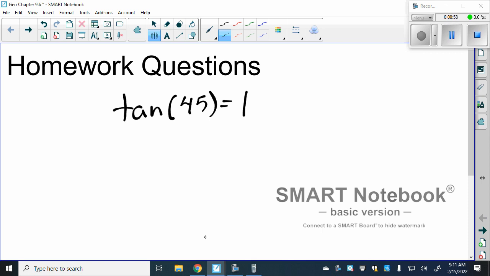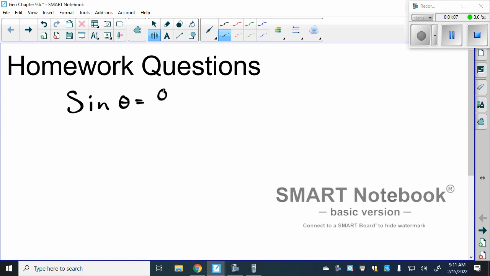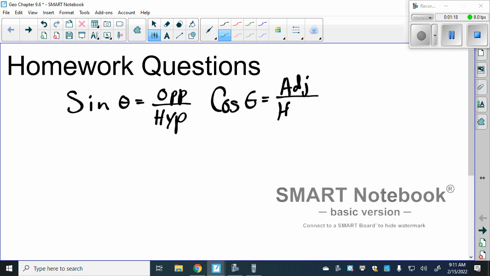We've also used sine, cosine, and tangent to solve for missing sides, because we know that sine of a given angle is equal to the opposite side length over the hypotenuse. Cosine of a given angle is adjacent over the hypotenuse. And tangent is opposite over adjacent. We've been able to use these to solve for missing side lengths.